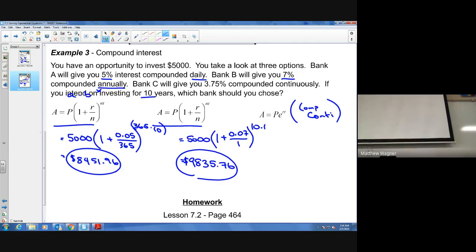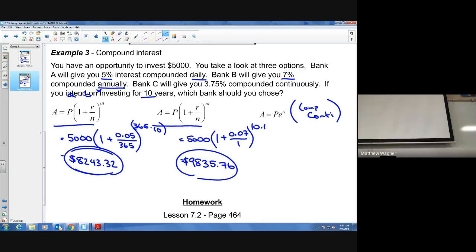Sorry, I'm going back to this last one, and I just typed it in, 365 to 360. This is not the right value. We wind up with $8,243.32. My apologies there. 0.05 divided by 365, 3650. Yep. 5,000, 1.07, the 10. Yep.